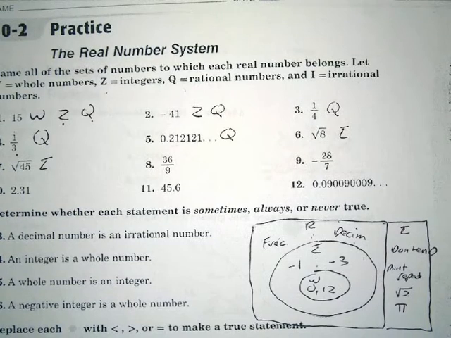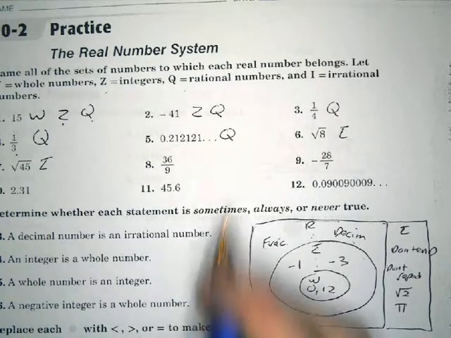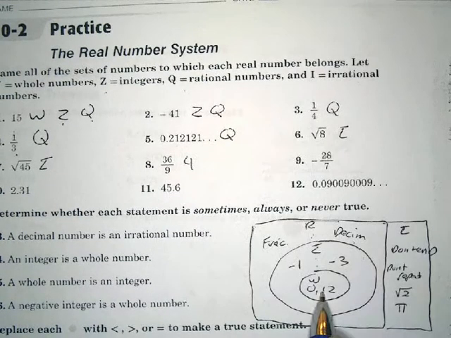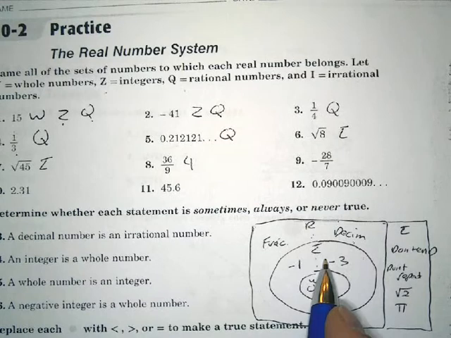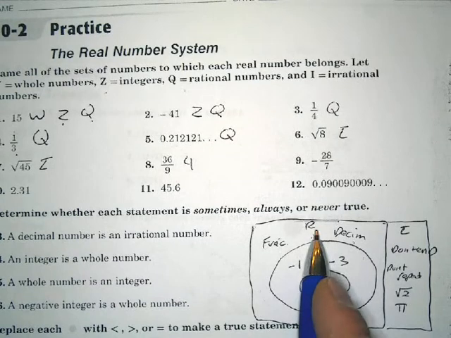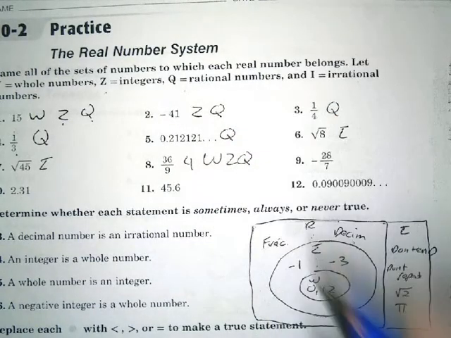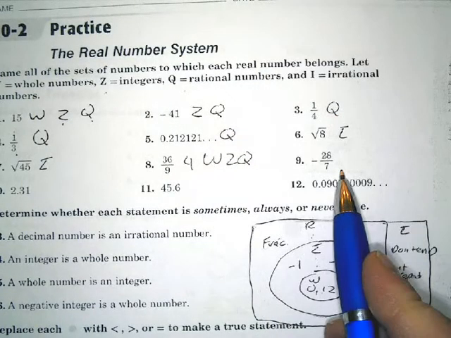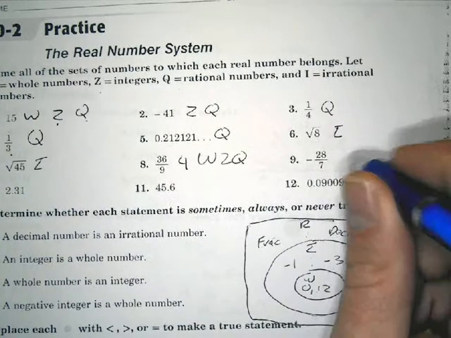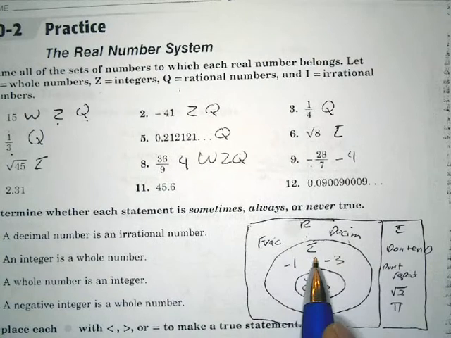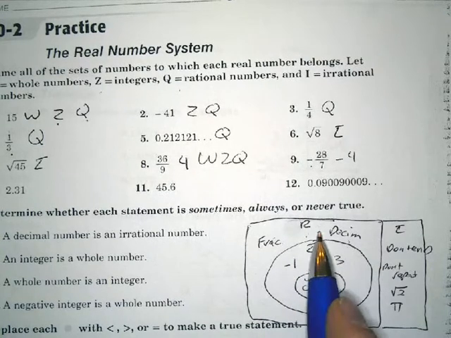When we get to the next one, 36 over 9. That is technically a fraction, but we can work that out. We can take 36 divided by 9 and get 4. 4 is a whole number. It's also an integer and a rational number. So that would have a W, a Z, and a Q. Number 9. If we work this one out and take 28 divided by 7, we get a negative 4, because there's the negative sign. So we'd be left with an integer and a rational number, which is Z and Q.